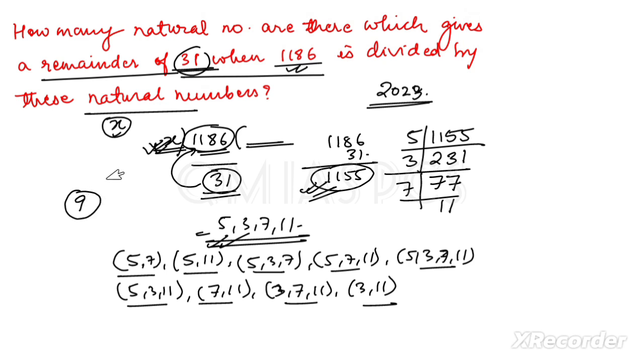So when 1186 is divided by these numbers, 31 will be the remainder. Is it clear? See, in 2023 two questions like this came with the same concept. We can solve them with the same concept. So we should focus on the concept rather than on the formula. Today we will begin with the HCF and LCM topic. If there is any doubt regarding the previous lectures, you can comment those doubts and we will try to solve them. So let's begin HCF and LCM.